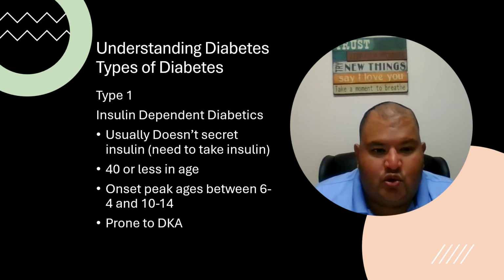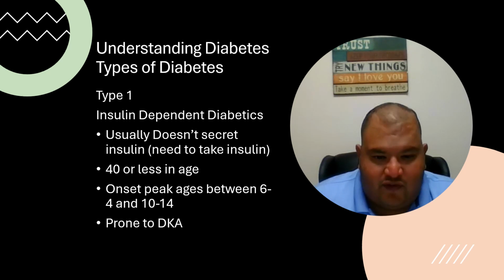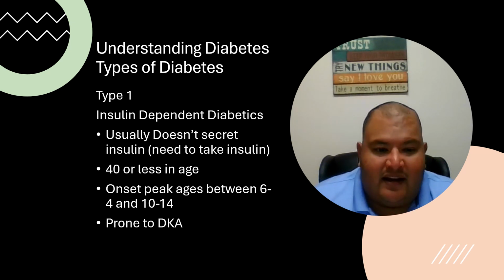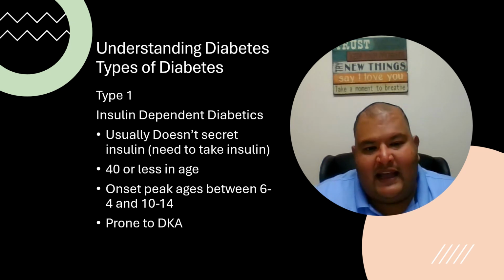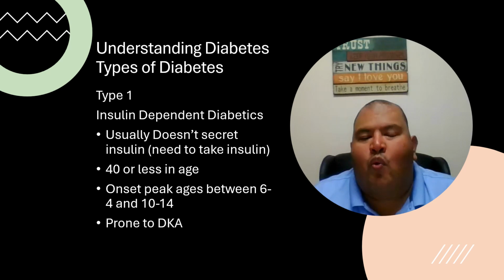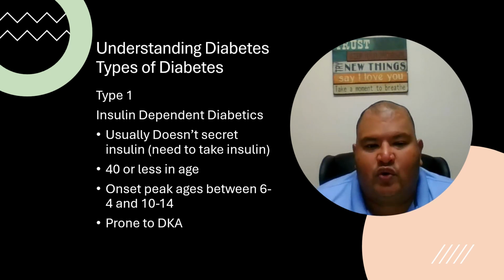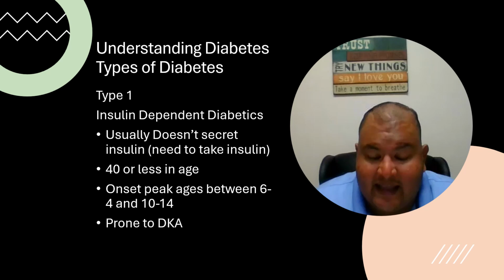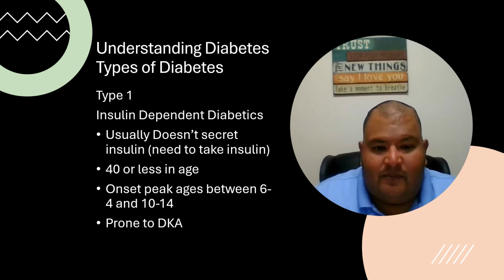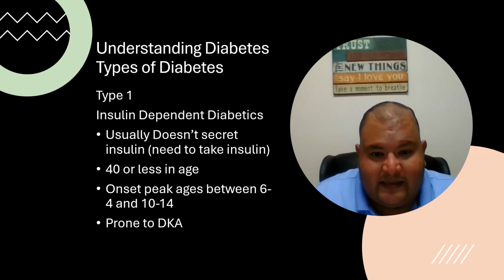You're usually diagnosed as a type 1 diabetic between the ages of 4 and 10 and 14, which is the peak onset between these ages. And you can also be diagnosed at the age of 40 or less. These types of diabetics are more prone to diabetic ketoacidosis. Why? Because these diabetics will usually run high in their blood sugar levels, and we're talking about extremely high. That is why they seek the management of outside insulin.